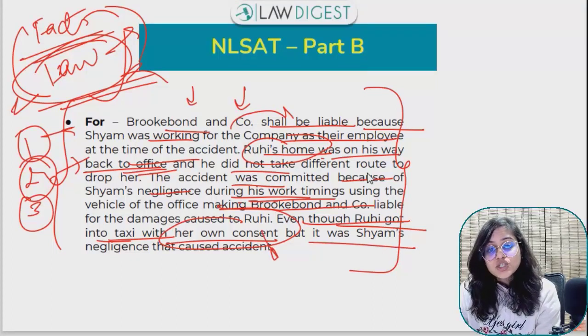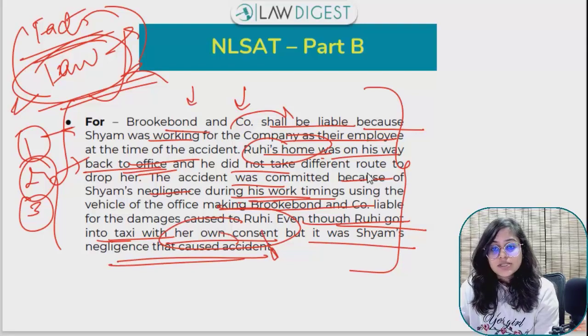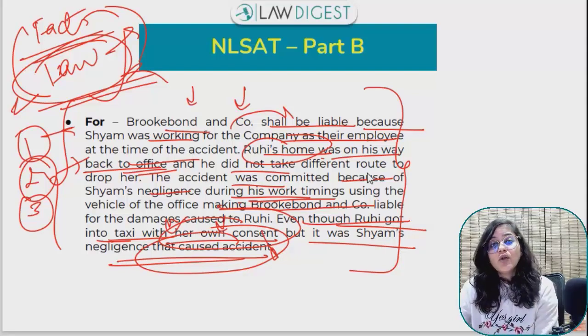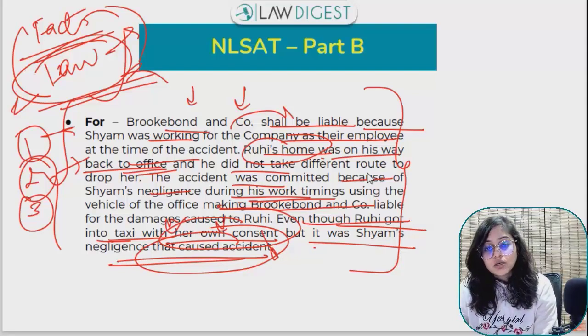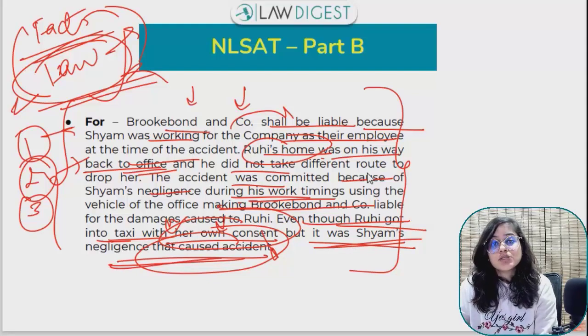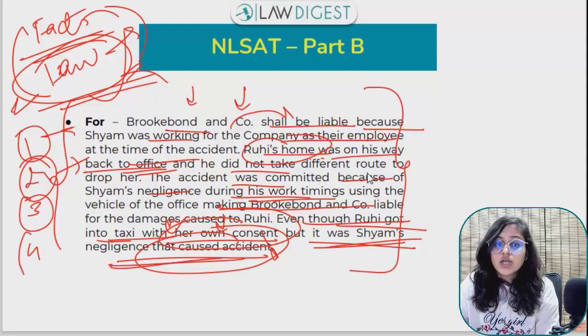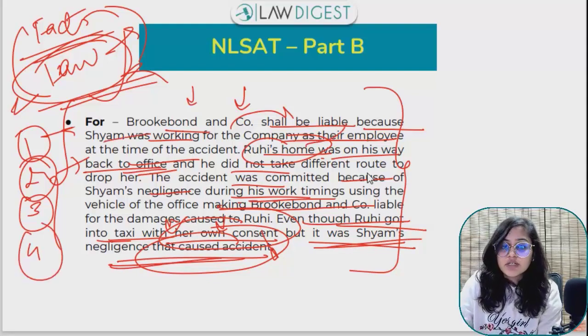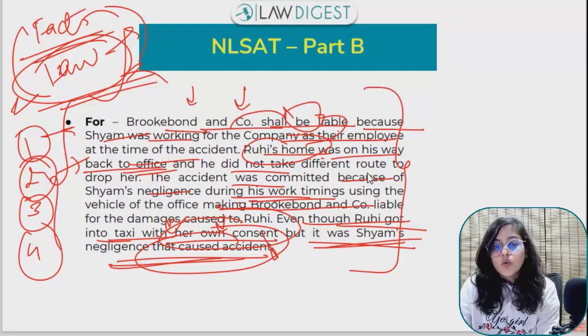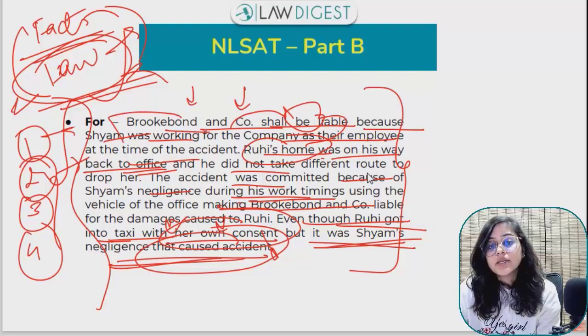But it was Sham's negligence that caused the accident, and it was not related to Ruhi's consent. It did not relate to Ruhi's consent. It was because of Sham's negligence that the accident was caused. Sham was the employee of Brookbond, as we've stated in the first instance. So these are the four reasonings that are given to make the company liable.